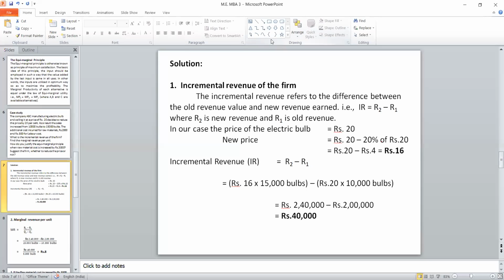So 20 rupees minus 4 rupees, the new price is 16 rupees. Now we have to calculate the revenue. What is the revenue? Price into quantity. How many things have they already sold? It is 10,000 bulbs when it is 20 rupees. So 2 lakhs they have earned.